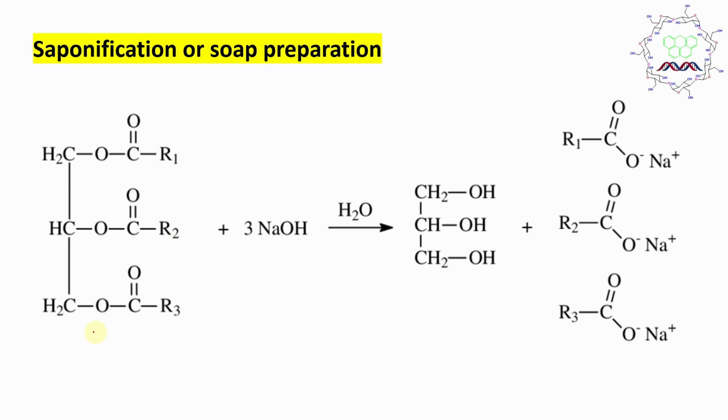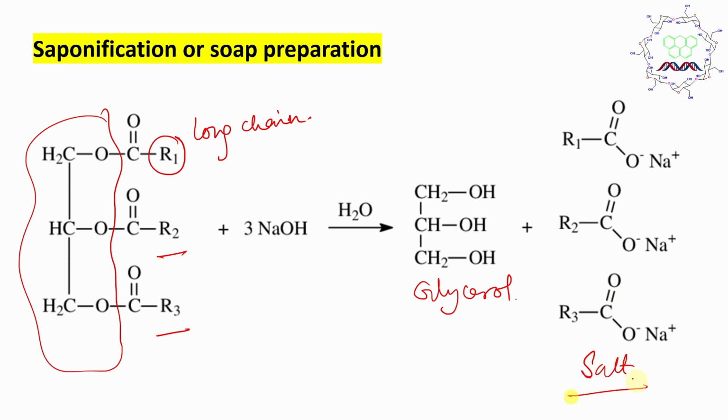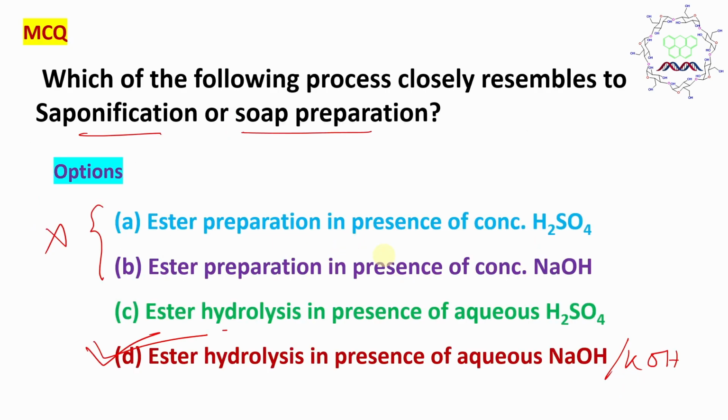So what happens here, this is a triglyceride ester. Why? Because this part, if you look at it, produces glycerol, which is 1,2,3-propanetriol. And this R, remember students, is a long chain. I'm talking about R1, R2, R3. I've shown a photo previously, you may go there. So this hydrolysis produces the salt, and this is the alcohol, glycerol. This salt is called soap. This saponification of soap preparation is catalyzed by aqueous sodium hydroxide in presence of heating. Heating is needed for this purpose. So option D is your right answer.